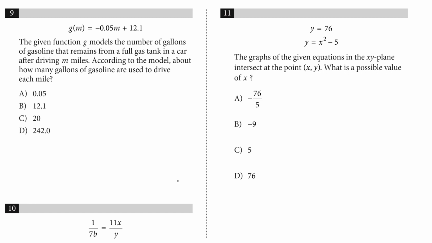So when they ask how many gallons of gas are used to drive each mile, in essence they're asking for the slope. They're asking how much does the amount of gas decrease for each mile used, which is another way of asking for the slope of this equation, which ends up just being negative 0.05. The reason why it's negative is because the amount of gas in the car decreases after each mile. And our answer is represented by positive 0.05 because of the way the question is phrased. How many gallons are used to drive each mile? 0.05.